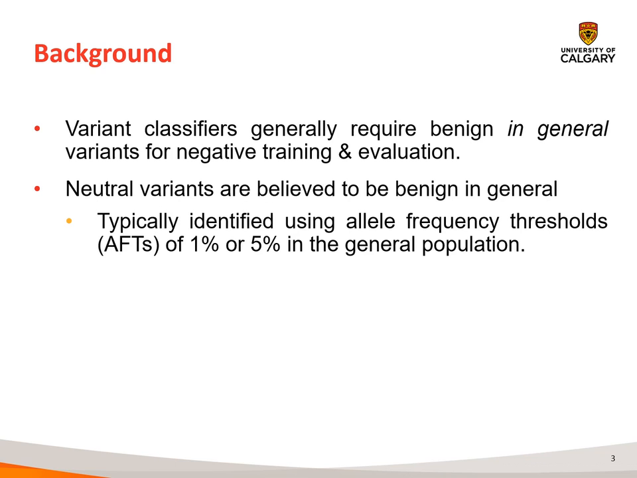A common pursuit in variant classification is the training of machine learning methods to classify a variant as pathogenic or benign. Ideally, classifiers would be trained and evaluated on generally benign variants as negative cases. A potential source for these variants would be those that are evolutionarily neutral. Typically, neutral variants are selected as having an allele frequency greater than 1 to 5% in population databases. However, this assumption is rarely substantiated.